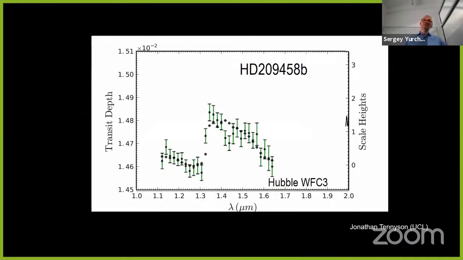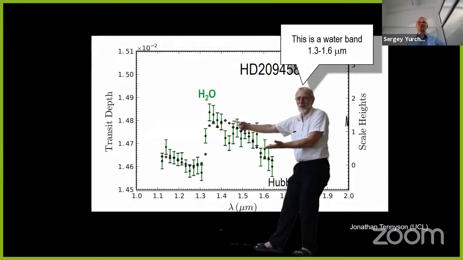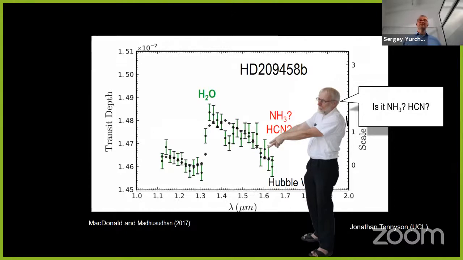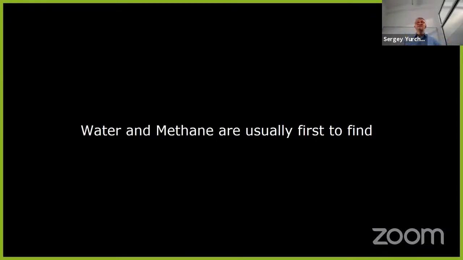So exoplanet HD209458b, for example. This is the spectrum obtained as a transit spectrum, representing transit depths as a function of wavelength, exactly in the Hubble region. This is Jonathan Tennyson showing the feature in the middle, which is a clear water band. So even at this low resolution, you can already detect water. And maybe this is ammonia and HCN. Atmospheric models do agree with this conclusion, but still you need more accurate data and more data in order to confirm this. Usually water and methane are the first to be found, and especially water.